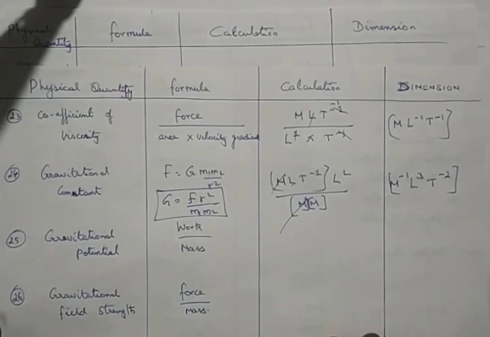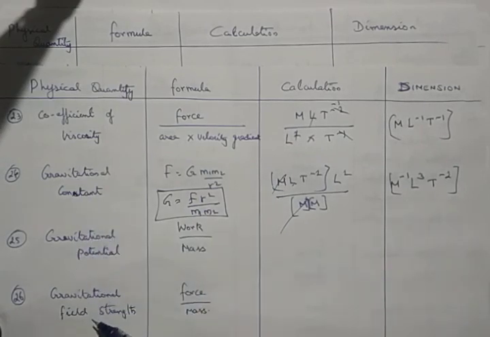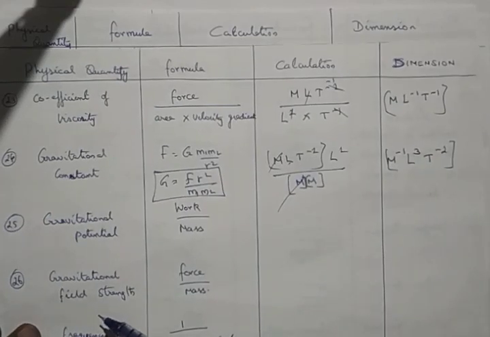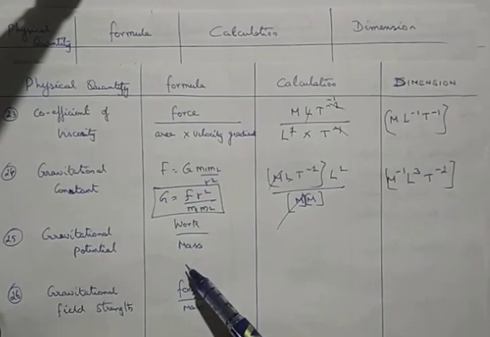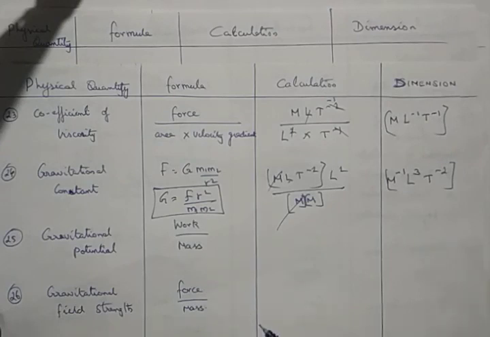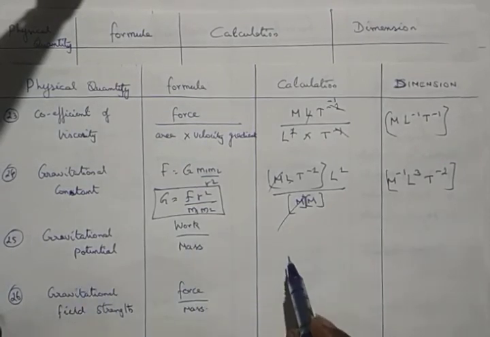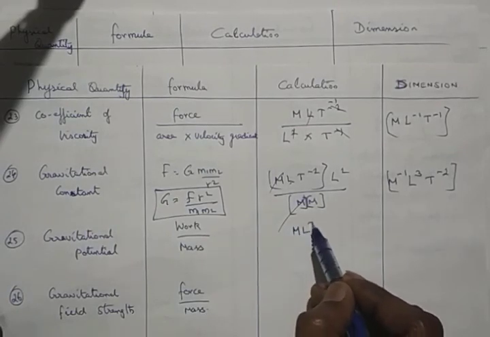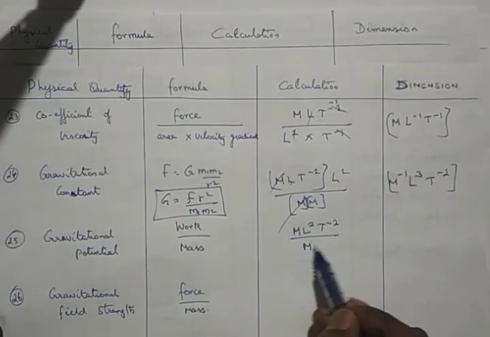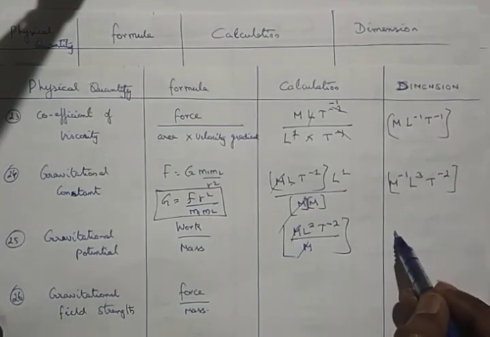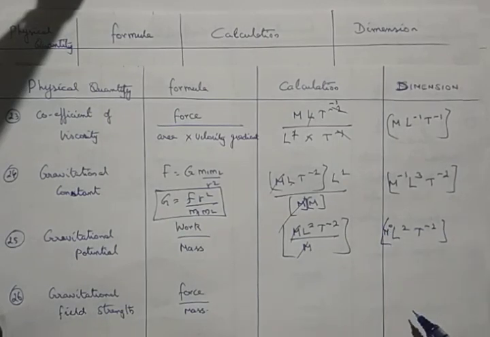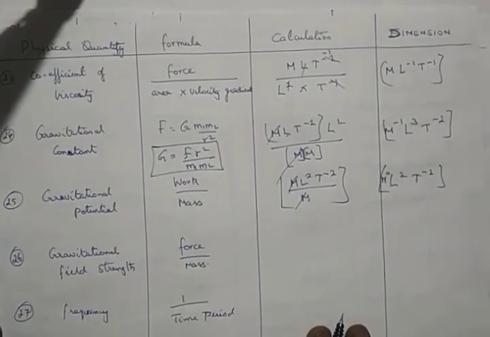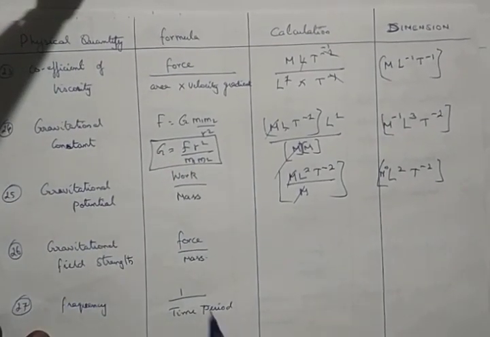The next one is gravitational potential. All these three formulas come under one chapter called gravitation. So gravitational potential means the work done per unit mass. The energy which is going to be spent on bringing one mass from one place to another, that is called gravitational potential. So work, we already know, M L2 T-2 divided by mass. Mass gets cancelled out, so L2 T-2. You can put M0 also here. So M0 L2 T-2.